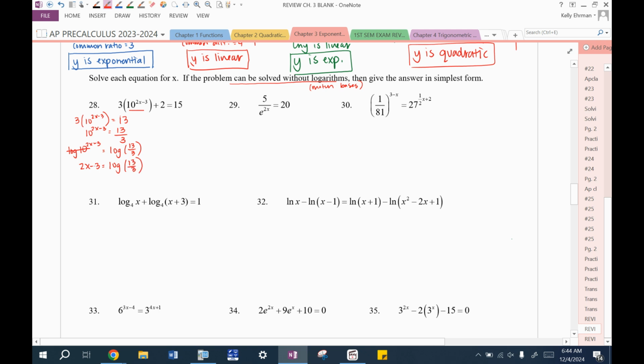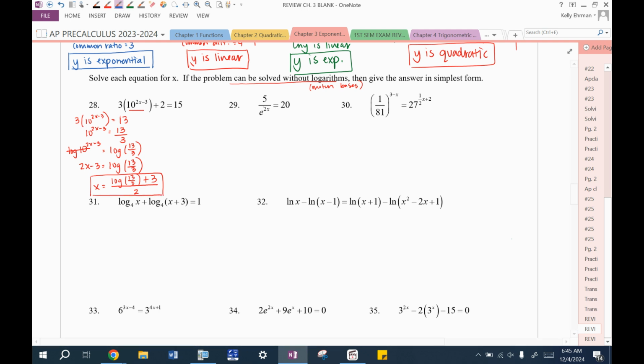And these are all non-calculator problems, so we're just going to leave our answers with the logs in them. To solve for this, you would add 3, divide the whole thing by 2. So it'll be log of 13 thirds plus 3, divide the whole thing by 2. And that's our final answer.